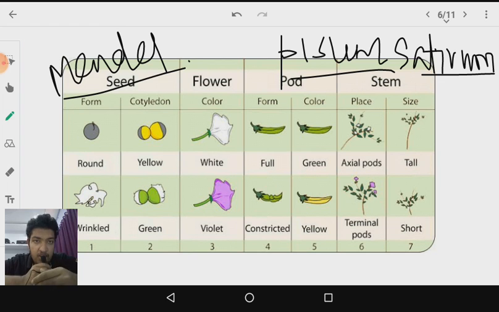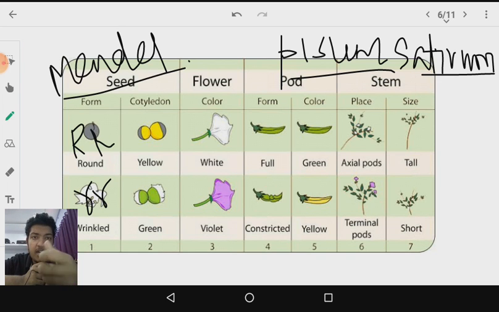What are these variations in pea plants? Let us see those variations one by one. It can be variations in the seed form, in the cotyledon size, in the flower color, then in the pod form, pod color, stem place, or the stem size. Based on the seed form, it can be either round or wrinkled. So round and wrinkled are its phenotypes. So what are going to be its genotypes? If it is round, we will represent it by capital R, capital R. If it is wrinkled, we will represent it by small r, small r.